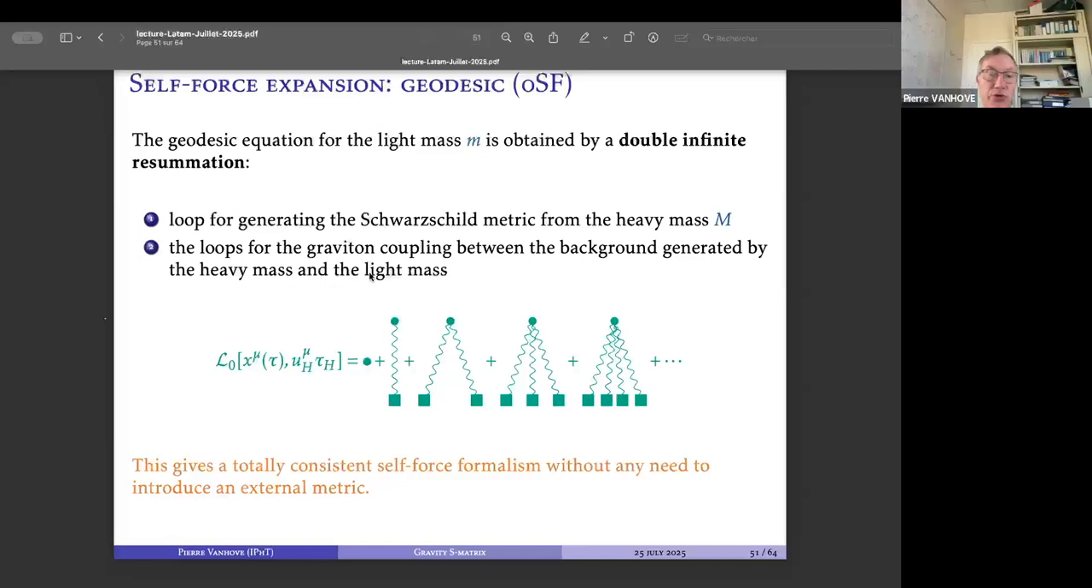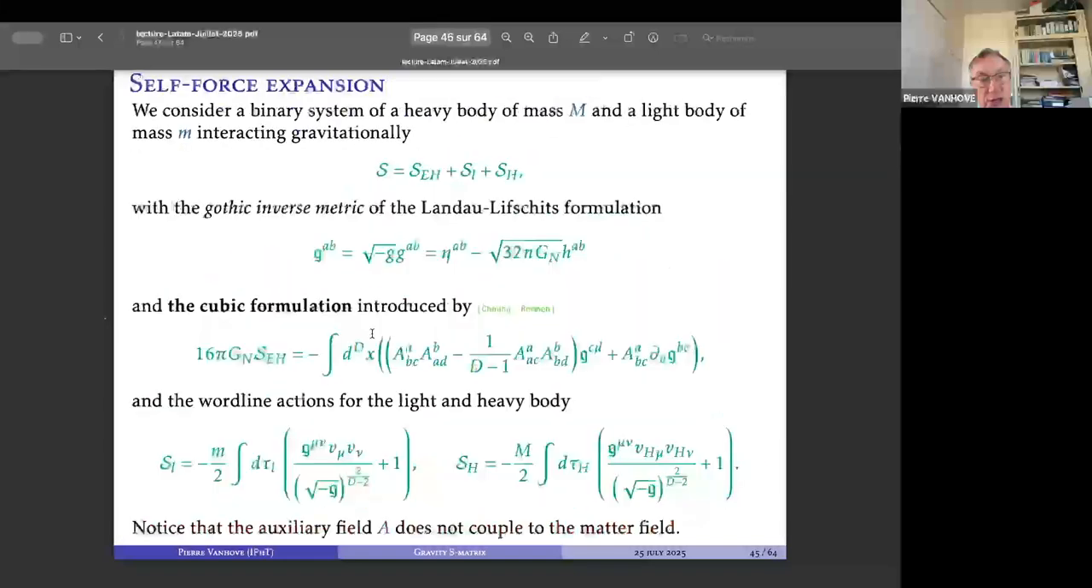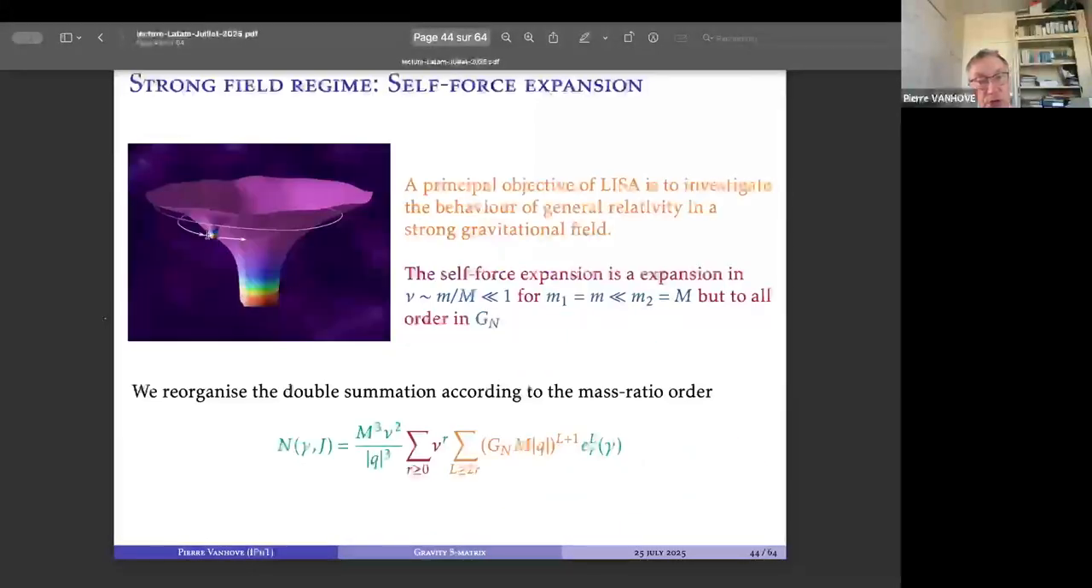So for example, if you go to the next loop order, you can compute the geodesic equation. I'm not going to explain it, I just show a picture. So now that I have built, from my path integral, the exact metric, I can look at the next expansion in the mass of the small object, and I get exactly the equation of motion. So this is not an input, this is a derived quantity.